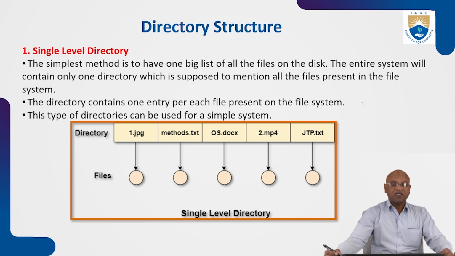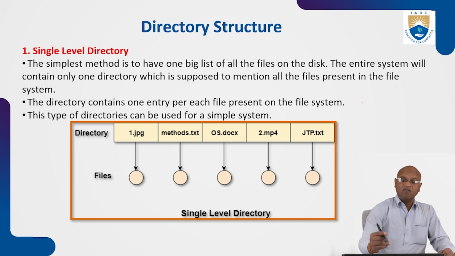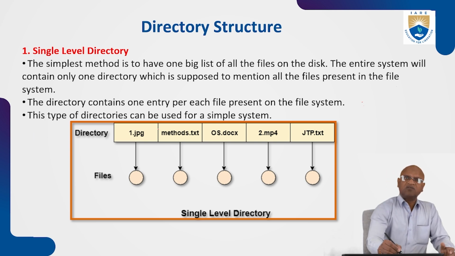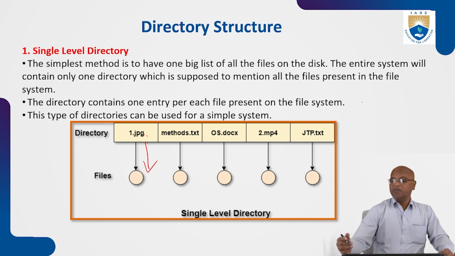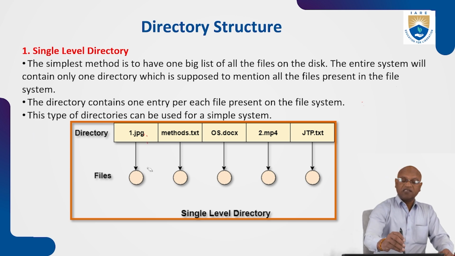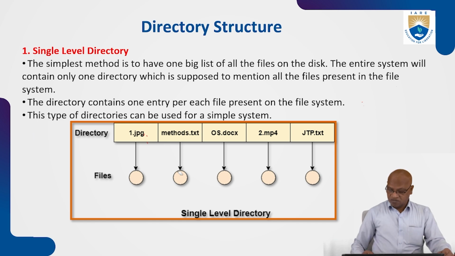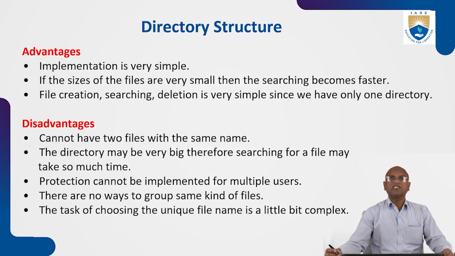This type of directory can be used for simple systems, a single level directory and files. There is no root and all; there is only one directory and files. Simply image files, documents, MP4, text files, all maintained under this one. This is a single level directory. In the single level directory, things are maintained like this.